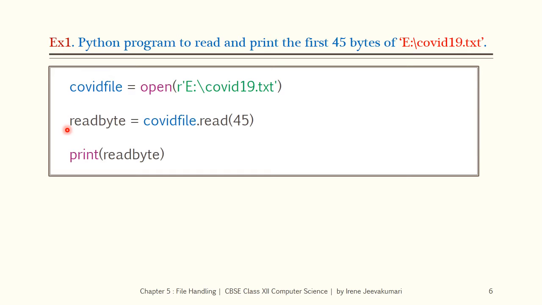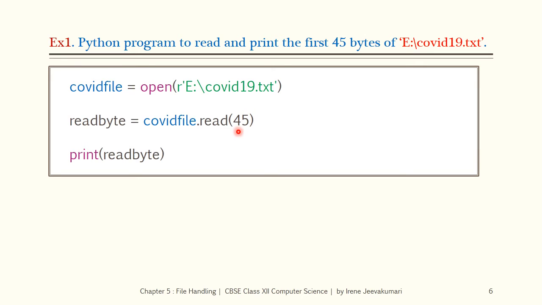Here the read byte variable is created equal to the file handle covid file dot the read function, within parenthesis the number of bytes are provided. When the number of bytes are provided, the read function reads n bytes, or the number of bytes, from the file.